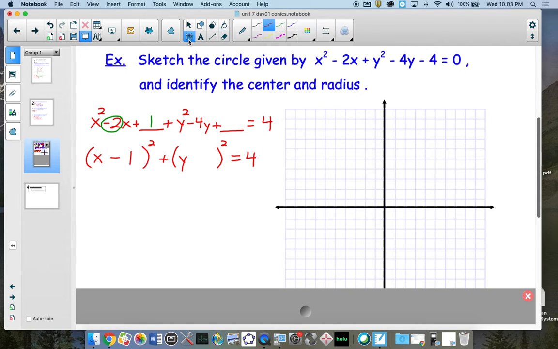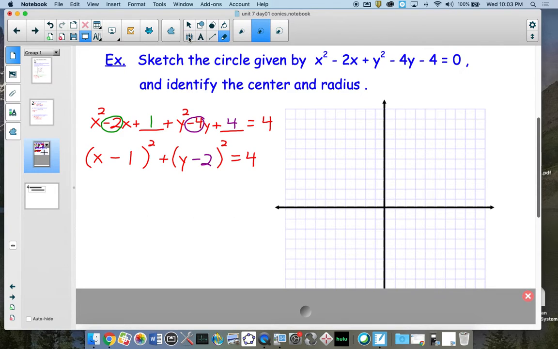Now we'll do the same thing for the y. Use a different color. So we look at the coefficient of y to the first, divided by 2, and then square it. So that's going to be a positive 4. So when you factor y squared minus 4y plus 4, that factors to y minus 2 times y minus 2, which we can write as y minus 2 quantity squared.